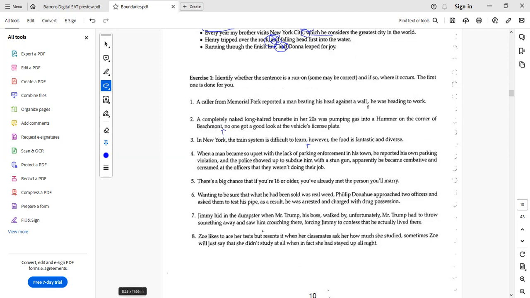Number 4, Donya. Where is the problem here? Is there a problem or not? There is, okay, there is a problem. Where?